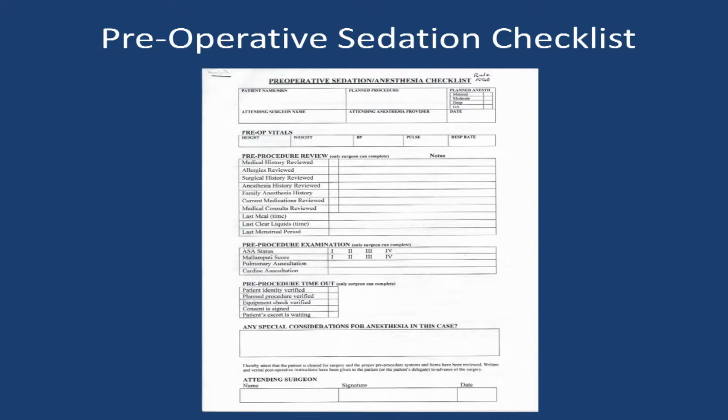patient may have. So we have this preoperative checklist to ensure that we have not forgotten anything in the preparation for this patient. Once that is determined, we can have this sedation checklist signed and be a part of the dental record.